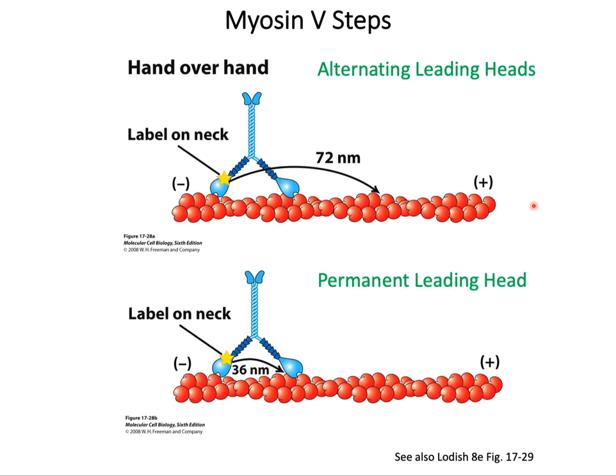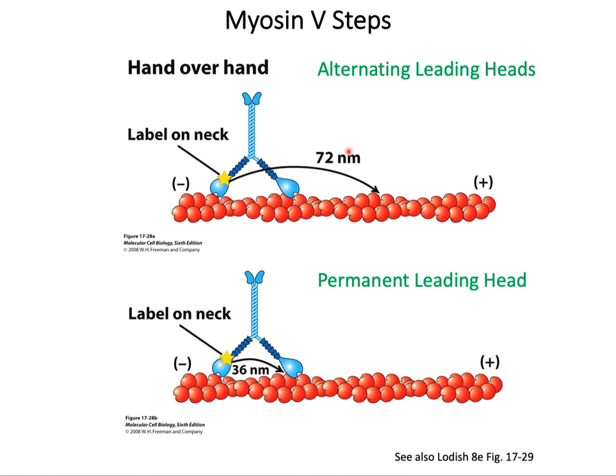So for a long time, there was a standing question among cell biologists: how do these myosins that have two heads move along actin filaments? There are two possibilities. One possibility is what is known as hand over hand, where the myosin heavy chains or the globular heads would take steps along the actin filament in the same way that we walk. So, alternating leading heads. A single myosin head moves 72 nanometers in the hand over hand movement.